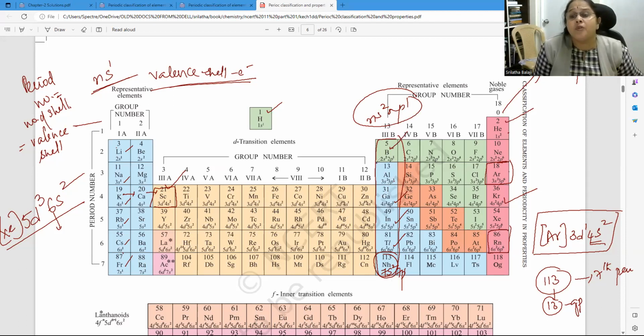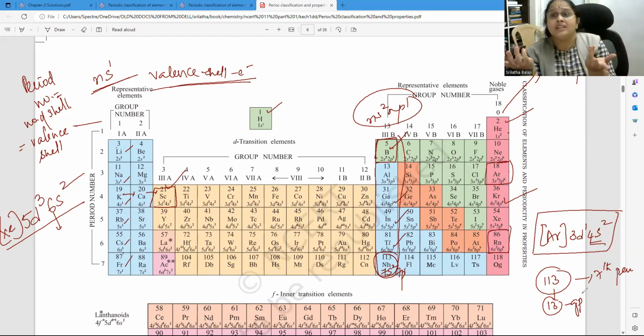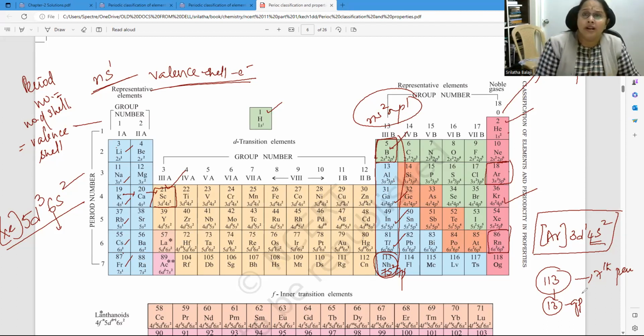What is the outer configuration of boron? I told you, right? 1 to 30, you have to remember. It is 2s2 2p1. So then 113 should be 7s2 7p1. Doesn't that simple logic work? Whatever is there, you extrapolate it. Clear? Got it?